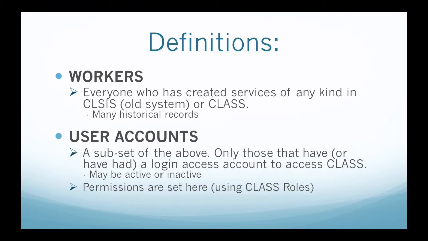So some of your workers, essentially the people that are current, are those who have currently a login access account. And essentially the login access account hangs off the worker. So you need to create the worker first, and then you create a user account off the worker. Of course, you also have maybe recent workers that no longer are active, and they would be in there still as a user account, but marked inactive, and therefore they can't get access. Permissions are also set off the user accounts, so that's important to know.